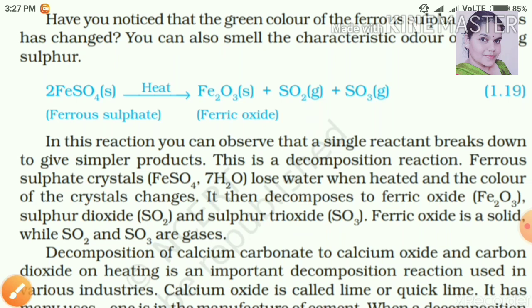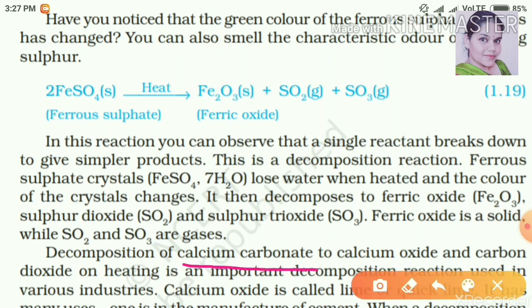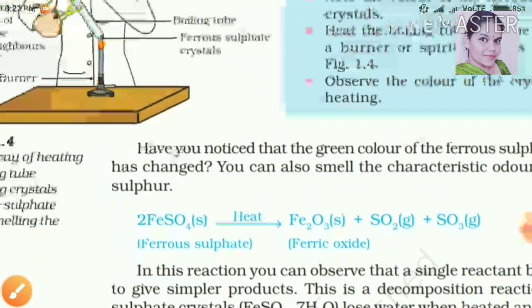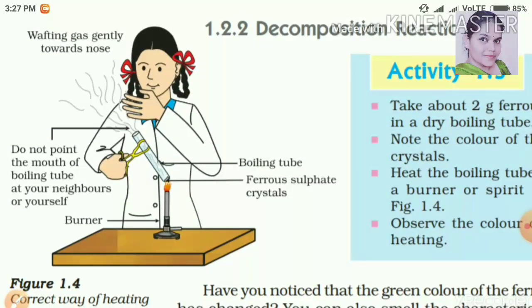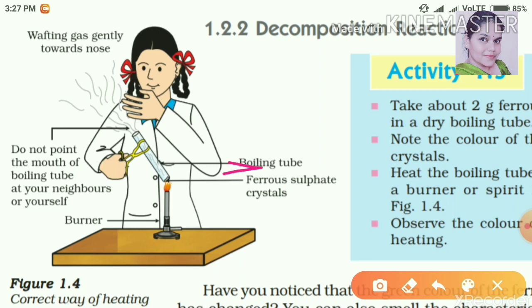Next we have the example of calcium carbonate. This we will do in the next video. Just have a look at this diagram or image once again. So this is the boiling tube. It is having crystals of ferrous sulfate.